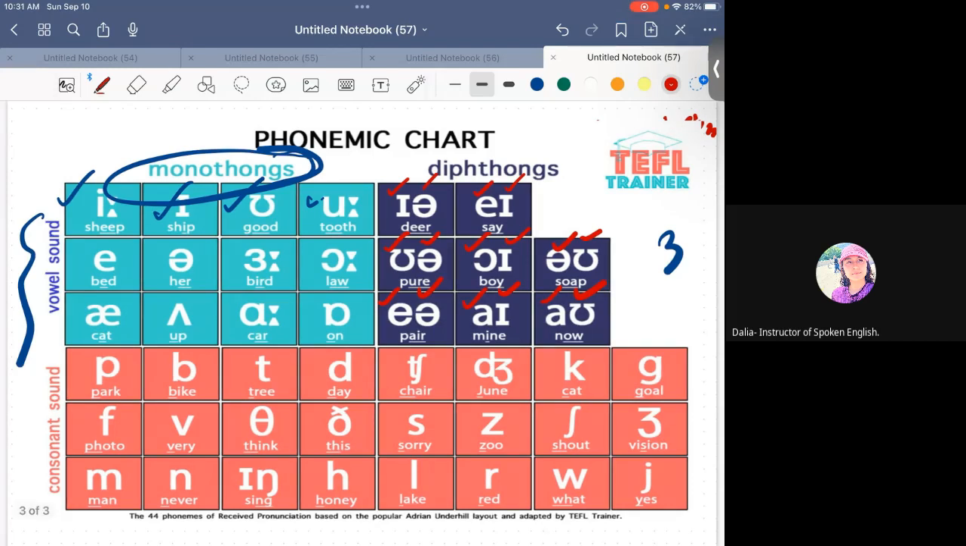You will have to know every one of these sounds. It's extremely important to know all the sounds to improve your pronunciation, to be a great communicator, and to speak standard English. Extremely important. Okay, all right.